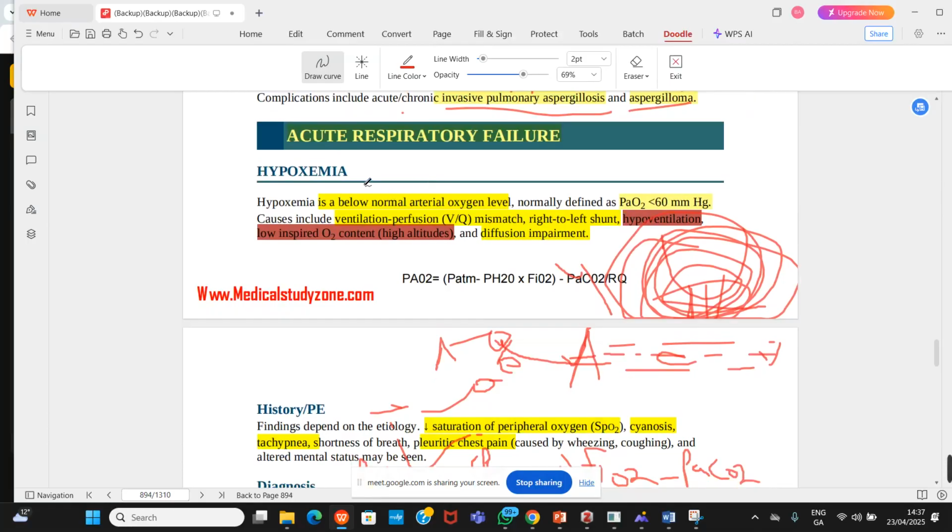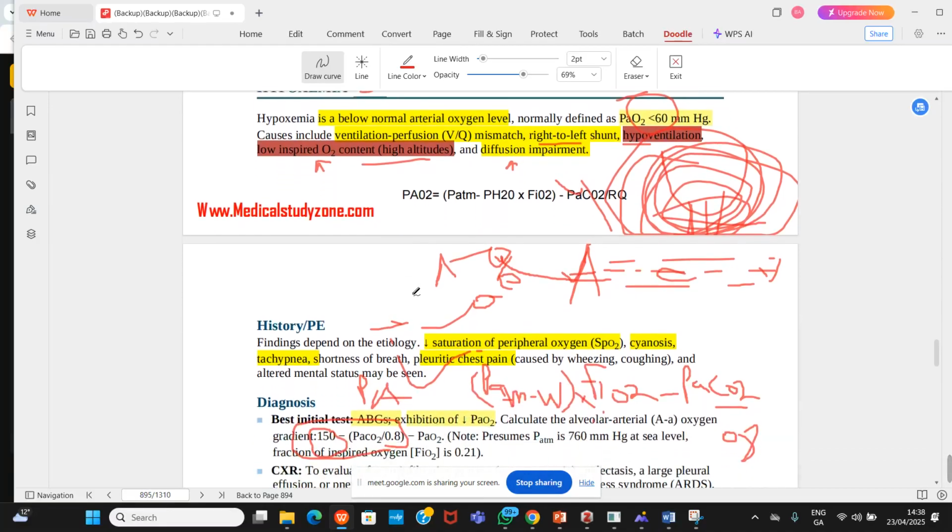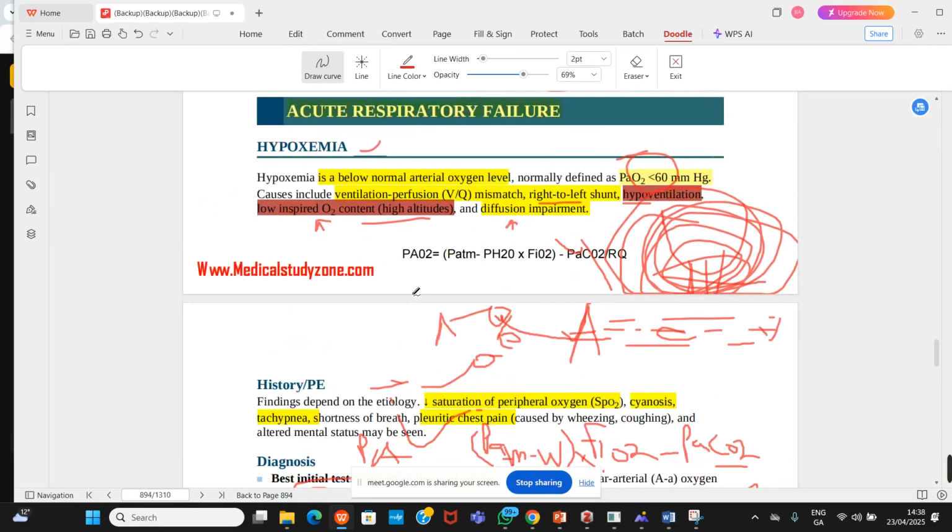Now, back to acute respiratory failure. We have talked about hypoxemia being a key part, with PaO2 less than 60. So once it's less than 60, somebody is hypoxemic. Now, what are the causes of hypoxemia? It could be due to ventilation perfusion mismatch, a right to left shunt, or hypoventilation. It could be due to breathing at high altitude, which has low inspired oxygen content, or it could be due to diffusion impairment.